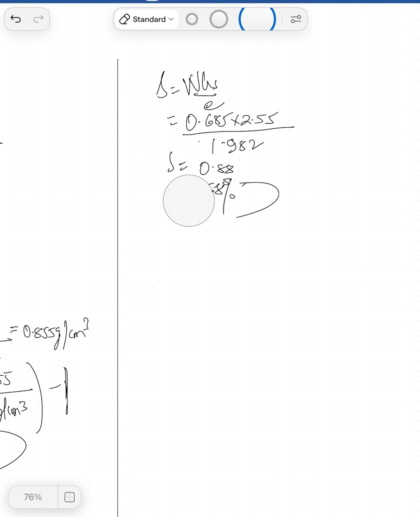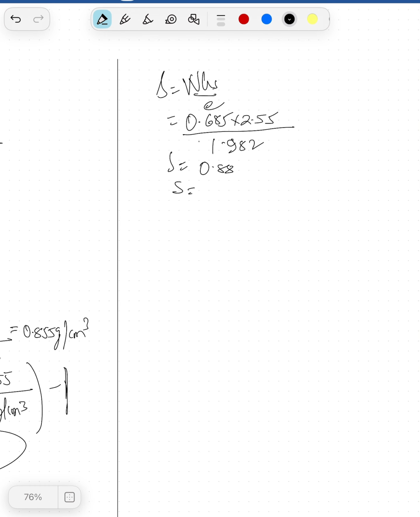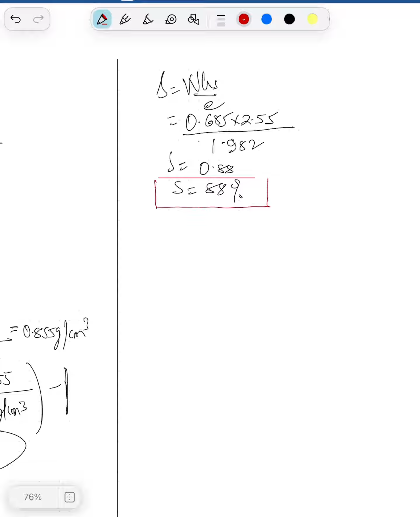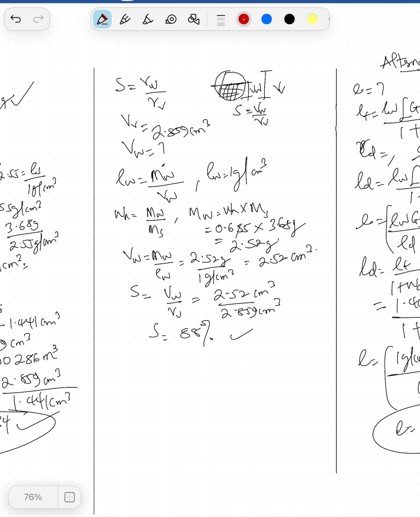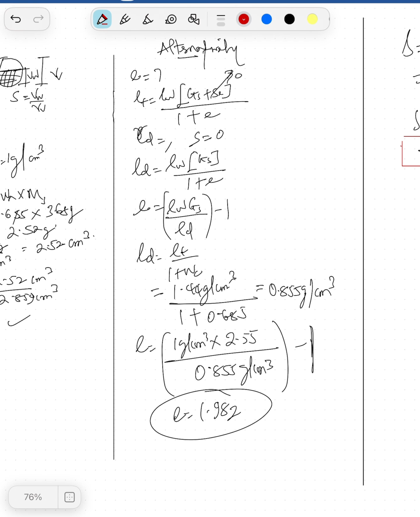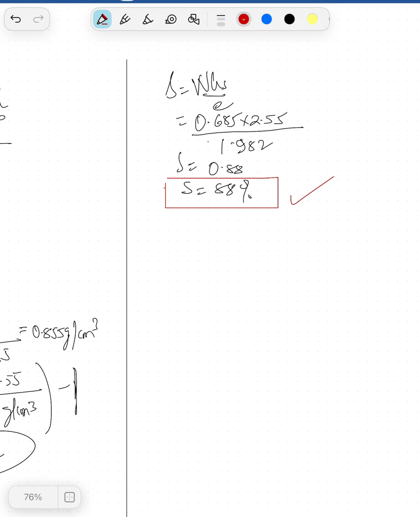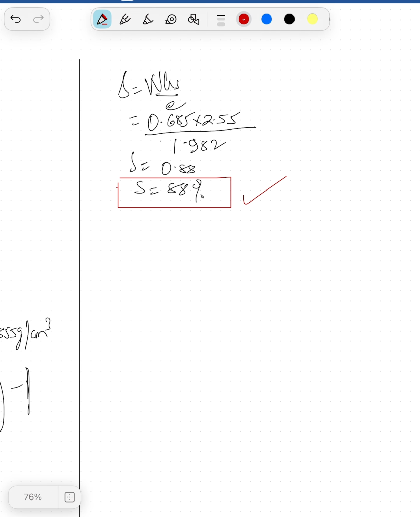So S equals 88%. This should equal the one we got initially if all things are equal. So that's how you can use the equation directly without going to the first principle. So let's proceed with the question. Let's go to part B of the question.